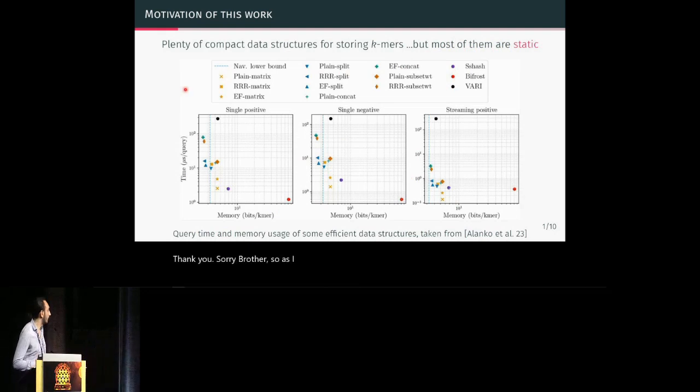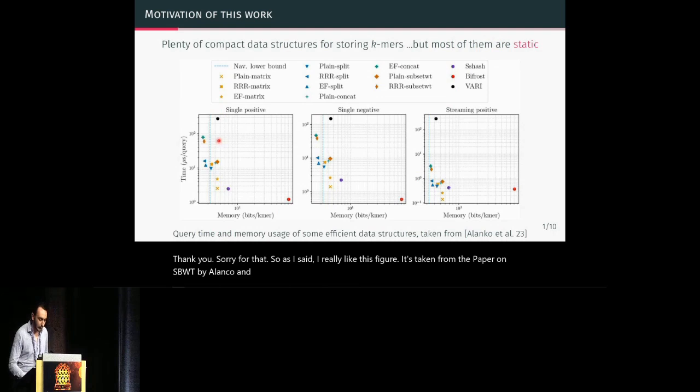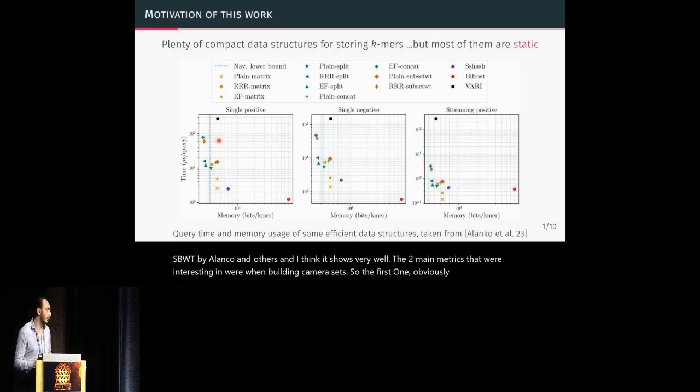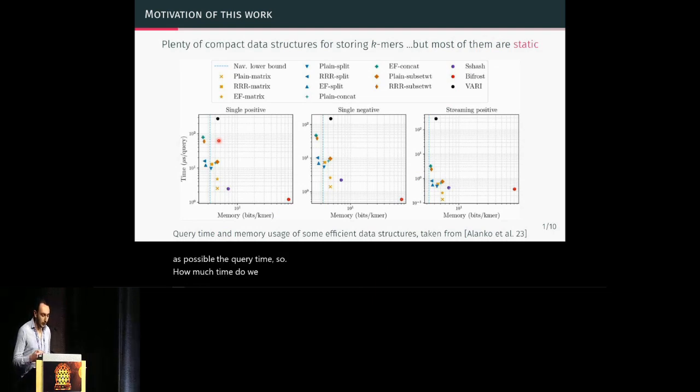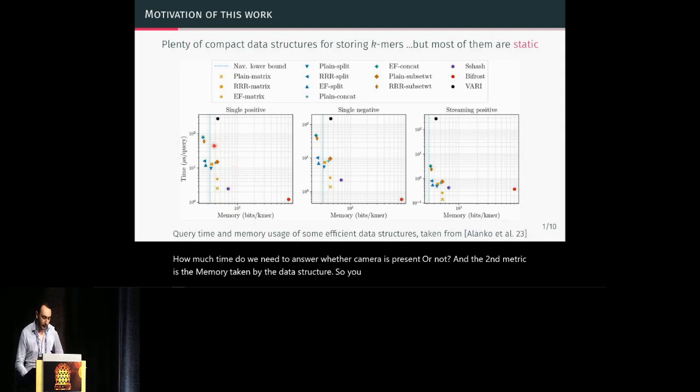As I said, I really like this figure. It's taken from the paper on SBWT by Alan Coe and others. And I think it shows very well the two main metrics that we're interested in when building k-mer sets. The first one, obviously, is reducing as much as possible the query time. So how much time do we need to answer whether a k-mer is present or not? And the second metric is the memory taken by the data structure. You can see here there's kind of a Pareto front. So you have this trade-off.